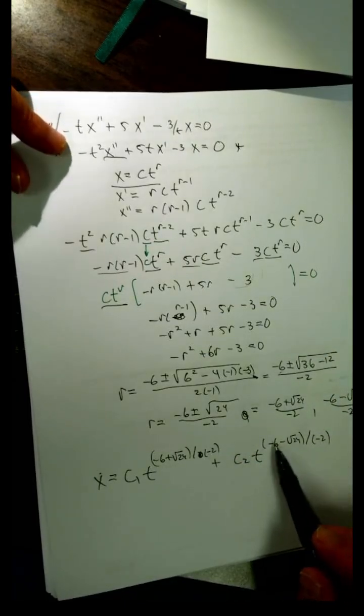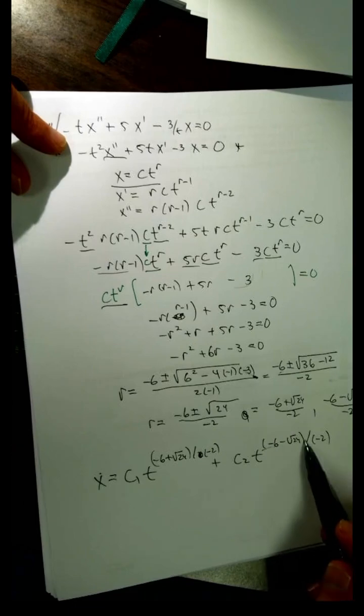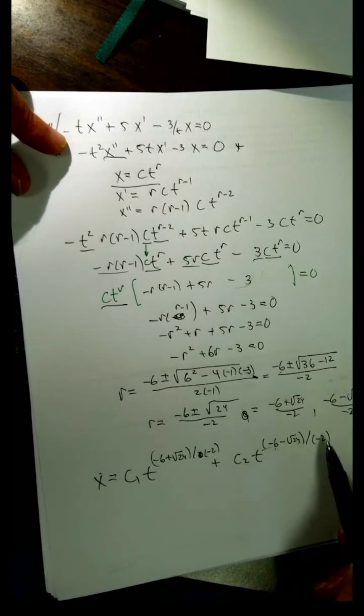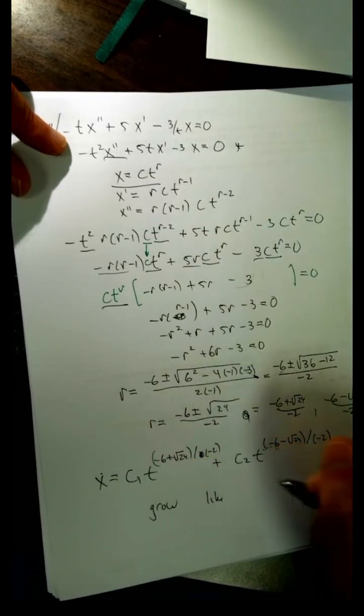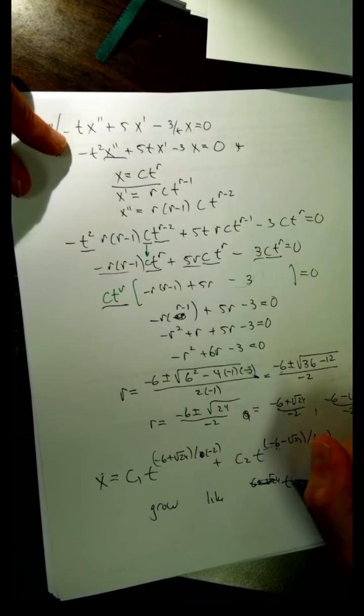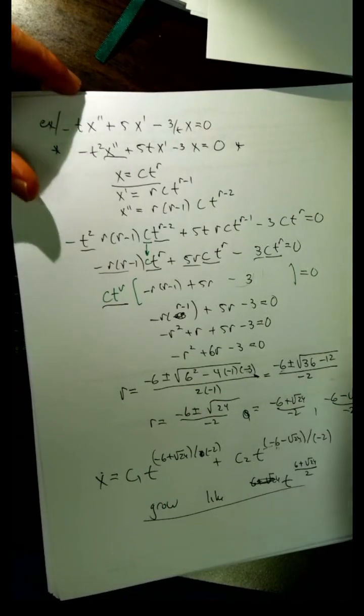Because of this minus 2, if I bring that up, that cancels. 6 plus square root of 24 is going to be the bigger of the two things. So my solution is going to grow like t raised to the 6 plus square root of 24, all divided by 2.